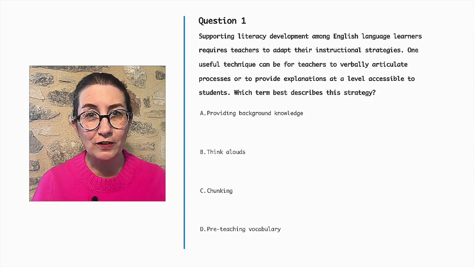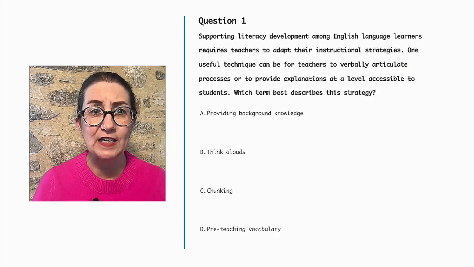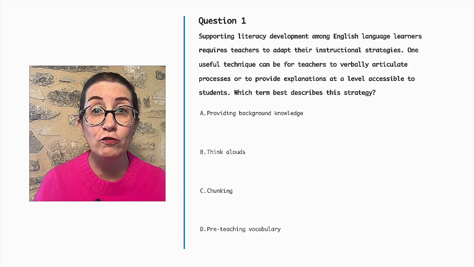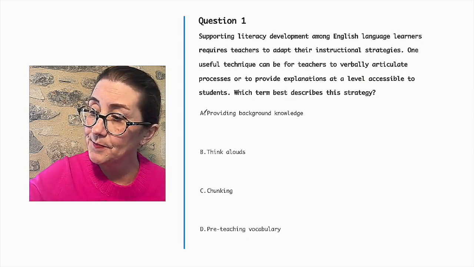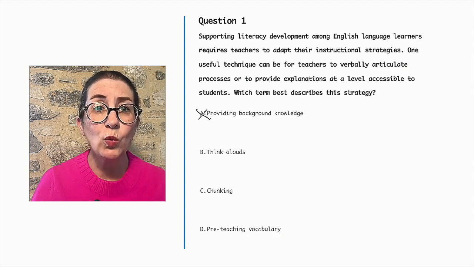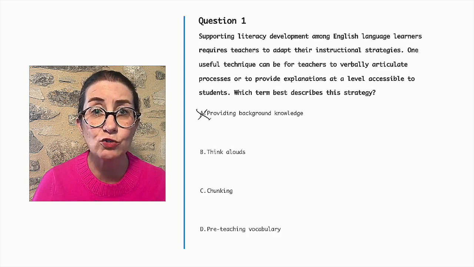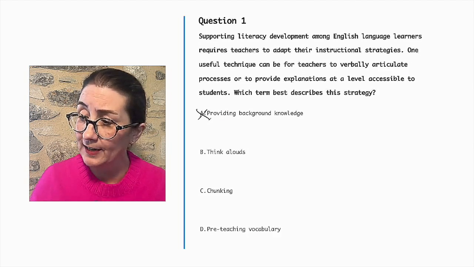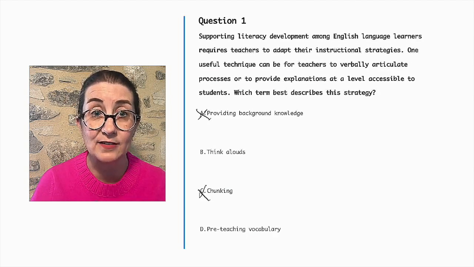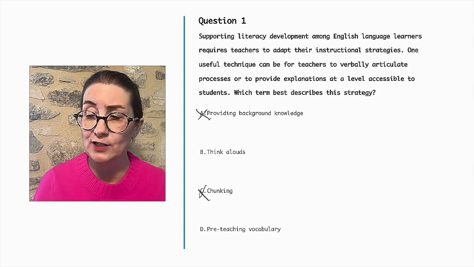Providing background knowledge involves giving students the information they need before starting a new topic, but does not specifically involve verbalizing processes. Chunking is the practice of breaking information into smaller, more manageable parts, which helps in understanding but does not directly involve verbal articulation. Pre-teaching vocabulary focuses on teaching key terms before reading a text, which aids comprehension but doesn't describe the process of verbal explanation.